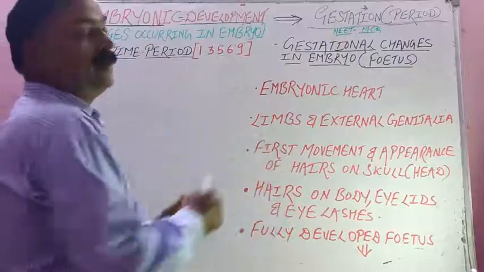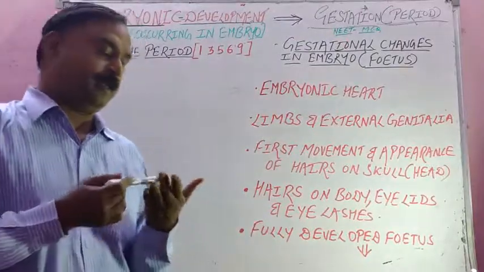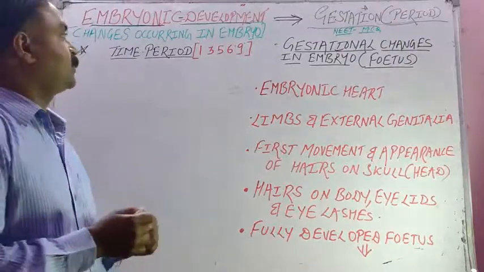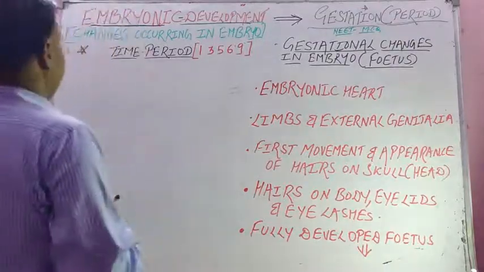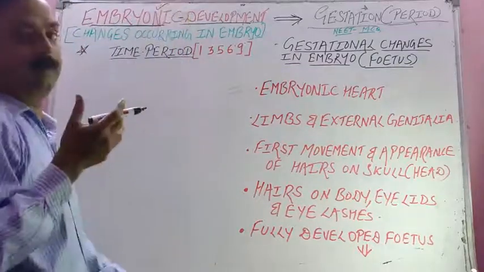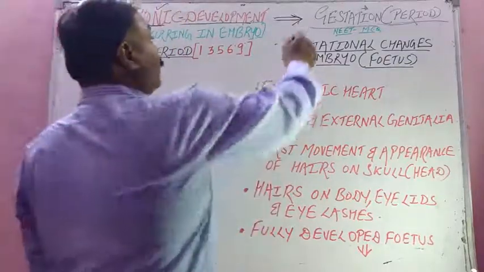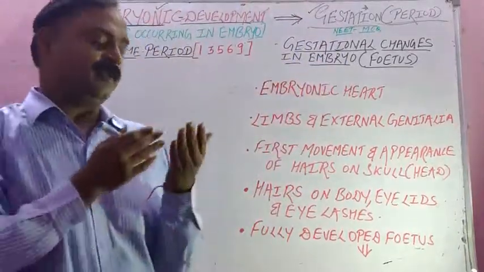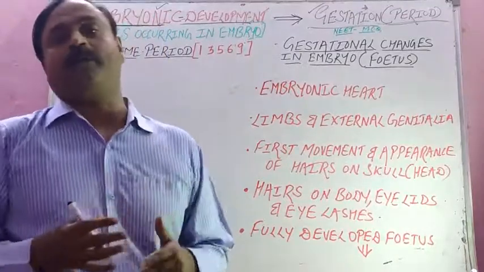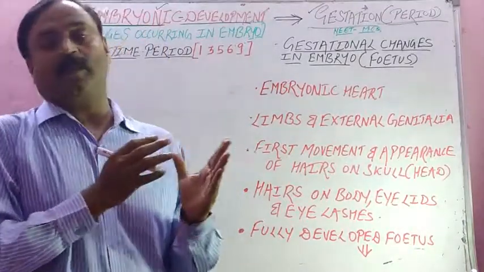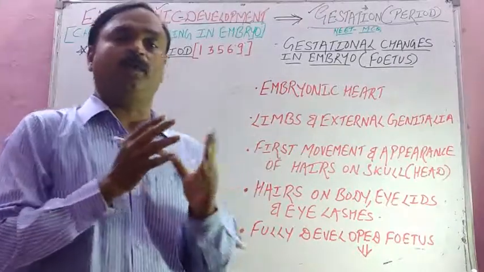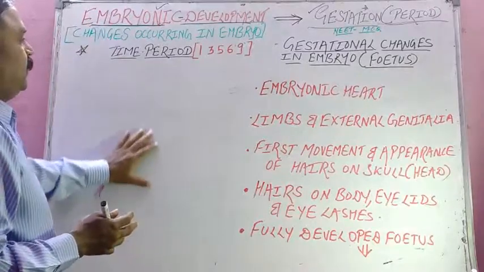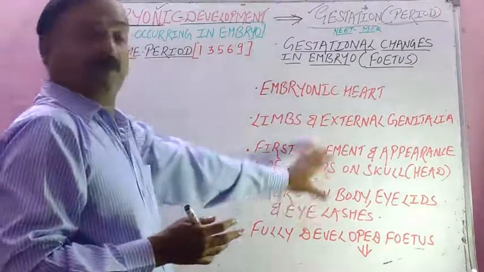From this topic, questions are asked in your medical NEET examination, maybe in the BSc nursing entrance examination. So just see what the topic is. Embryonic development of the embryo or fetus with respect to gestation period. Student, you know what is gestation? Gestation is the period of intrauterine fetal development, approximately 270 or 280 days or 9 months. So what changes occur during this time period in the embryo or fetus?